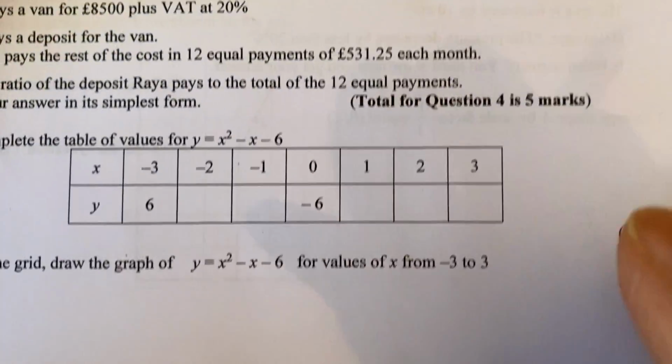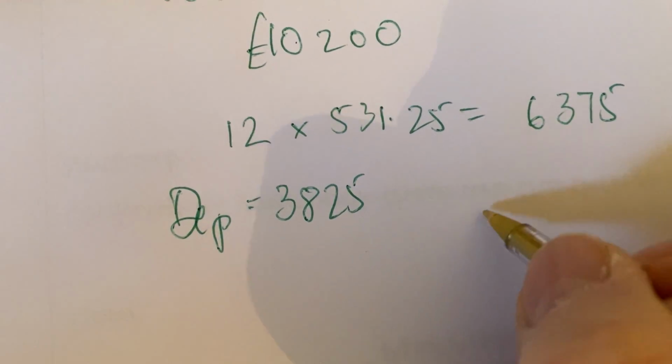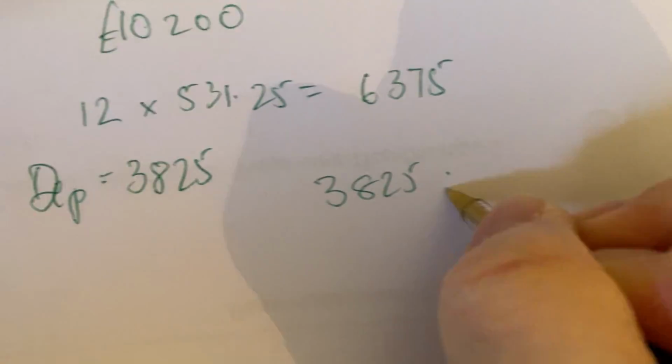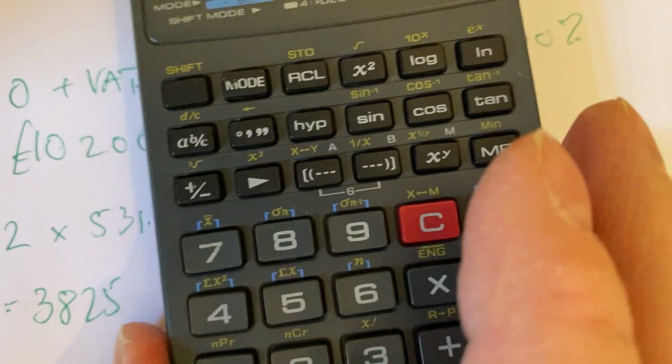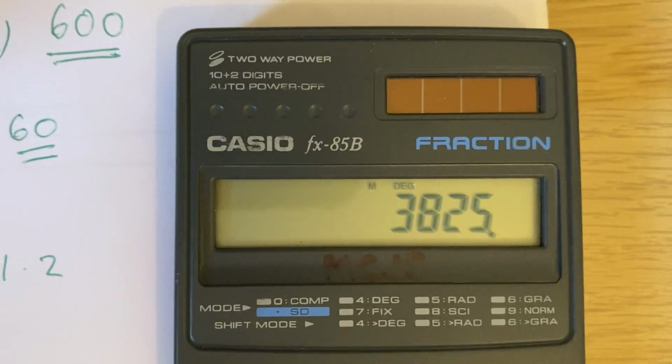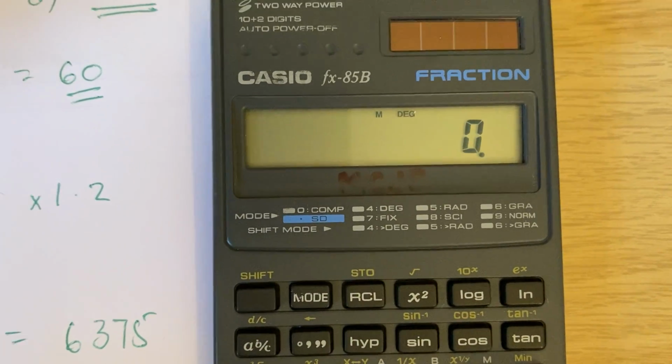It says we have to work out the ratio of the deposit to the total. So the deposit to the total of the 12 instalments. So that's 3825 to 6375. And a really nice way to do that is to cheat a bit. And you can do it this way, watch. You can use the fraction buttons. On this calculator, it's a bit of an old calculator, but this is what I do.